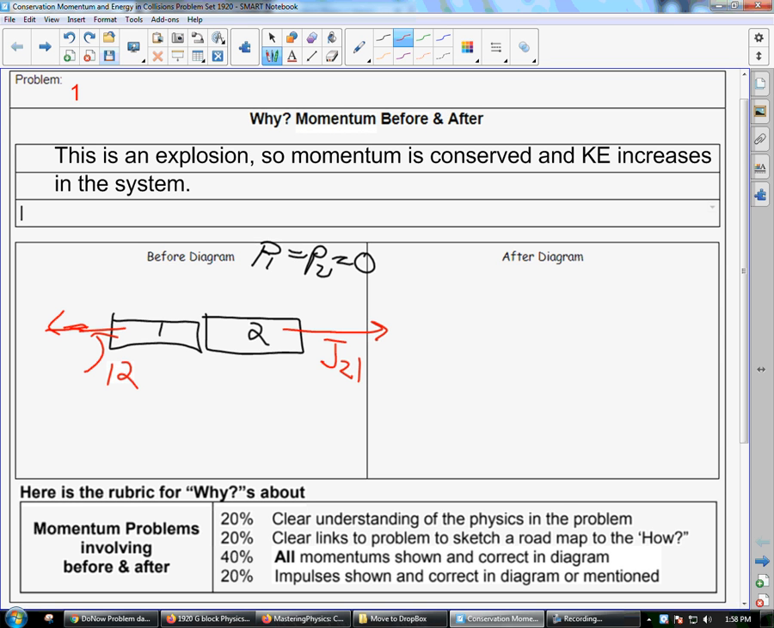Then, let's see. Afterwards, canoe 1, canoe 2.